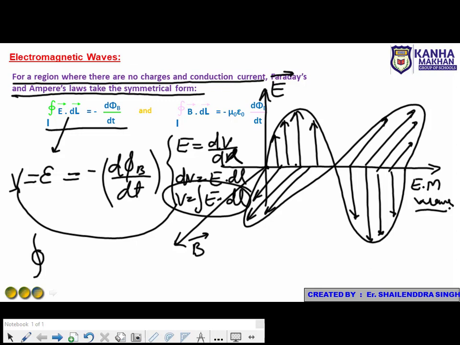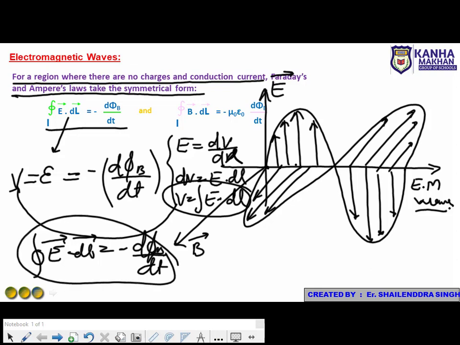The cyclic integration, for the complete cycle, of E dot dl is given as minus d phi B over dt, and it is known as Maxwell's third equation. It is also written that the total potential provided by the electric field vector is always the rate of change of the magnetic flux. If magnetic flux changes rapidly, then an electric field will be produced, and with the help of the formula for the conduction current, you know very well that in that situation, if electric flux changes rapidly, then it will produce a magnetic field.